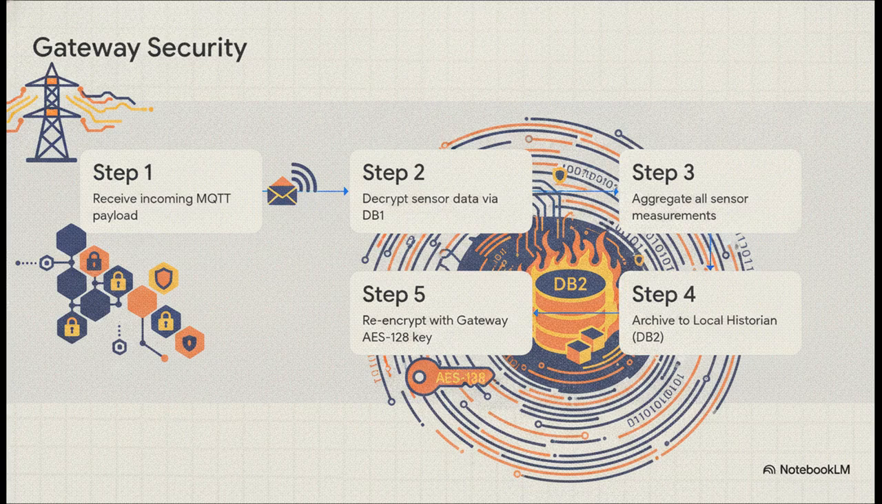First, it catches the MQTT payload. Second, it decrypts that incoming sensor packet using the keys it pulled from Database 1. Third, it aggregates that reading with the data streaming in from the other 16 sensors. Fourth, it archives the whole batch locally in Database 2. And fifth, and this is absolutely crucial, it re-encrypts the entire aggregated package with a brand new gateway-specific AES-128 key.